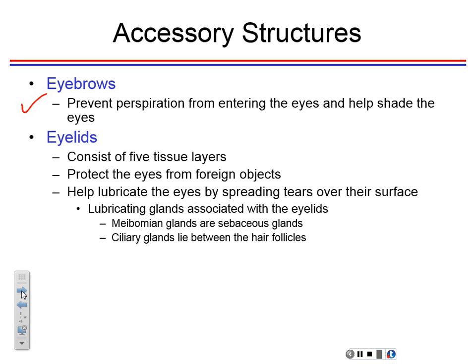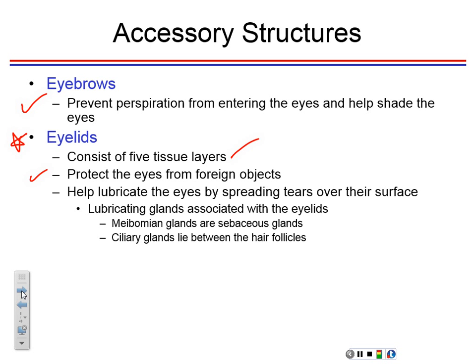And then, of course, the eyelids. Okay, they got 5 tissues. The eyelids have the thin layer of skin on the top, and then loose connective tissue, which is like fat, and then muscle that opens and closes the eyelids, and then the dense connective tissue, which is also called the tarsal plate, where the tarsal gland is located. And then the 5th one is the mucous membrane, which is the conjunctiva. All right, and I'll show you a picture of that in a little bit. All right, so you got those 5 tissues that protect the eye from foreign objects. All right, and also lubricate the eye by spreading tears throughout.